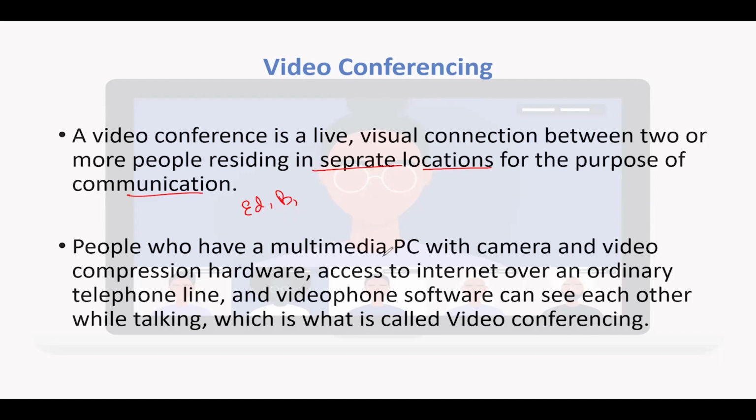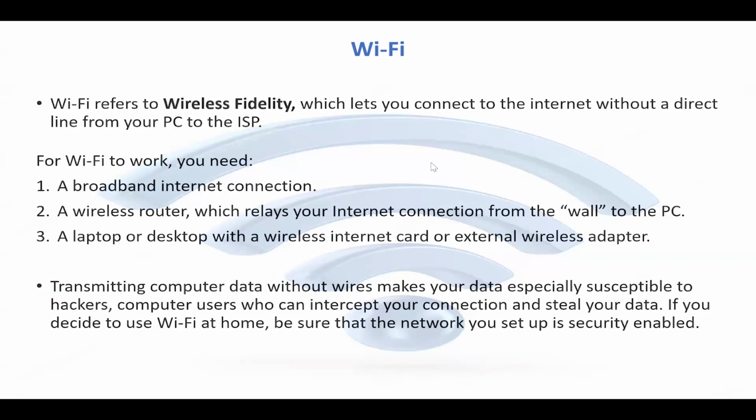So people who have a multimedia PC with the camera and video compression hardware, access to internet over an ordinary telephone line and video phone software can see each other while talking, which is what is called video conferencing. Now keep in mind, students, when this syllabus was formed, all these things were new, hence so much detail they have given. But nowadays, if you have a laptop and internet connection, you can do video conferencing, and you can also do it with your mobile. All right. So that is your video conferencing, which was another application of networking.